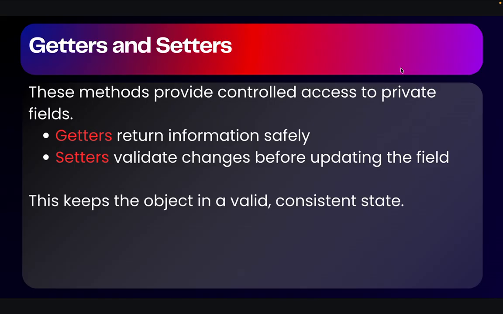So getting to our getters and setters, these are what allow you controlled access to your different fields in your class. Your getters are going to be used to get, return, or retrieve information from your class. Your setters are going to set or validate whatever data or changes are made before you update the field. And this is what allows your objects to stay valid and in a consistent state. So your getters and setters are going to be very, very important when it comes to OOP.